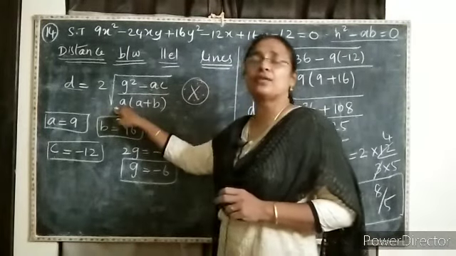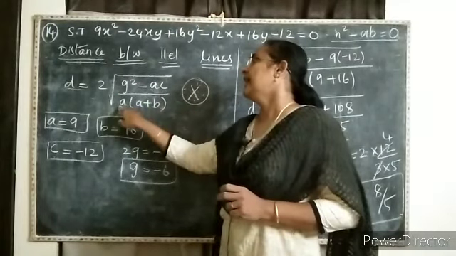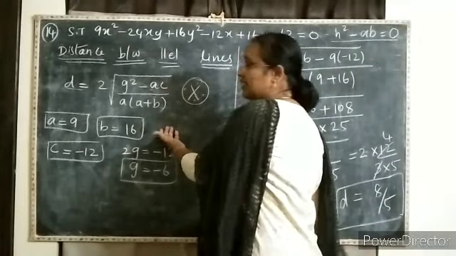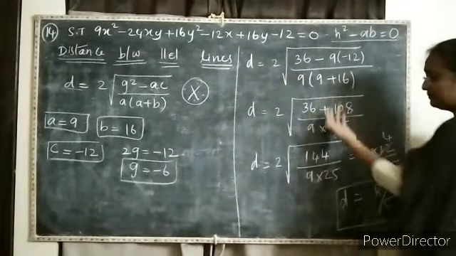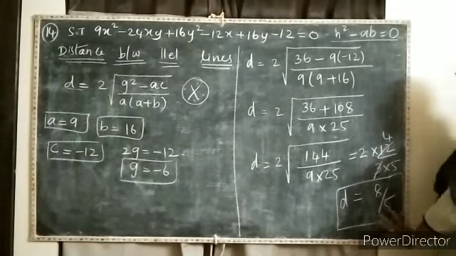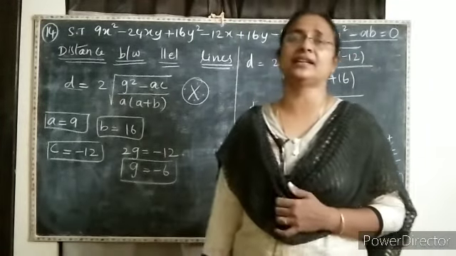So you have to learn this formula: 2 times the square root of g squared minus ac, divided by a, into a plus b. So you are going to substitute the necessary values here. You are going to make some simplifications and find the value of the distance. The same procedure you are going to repeat for the 15th sum, and do it as homework.